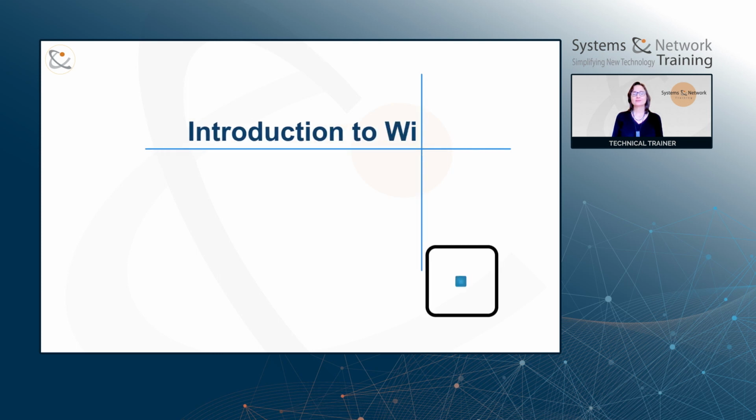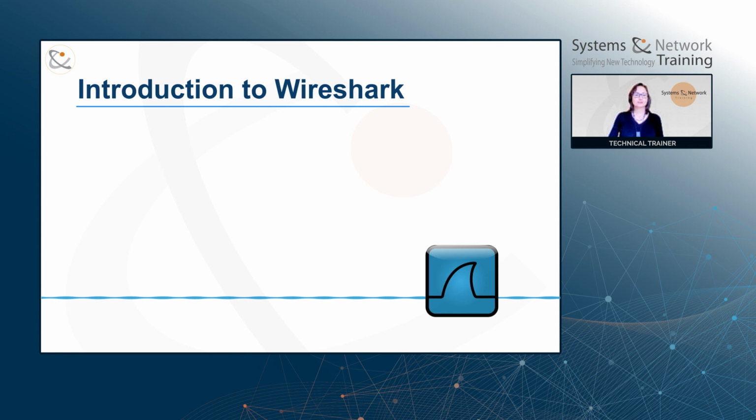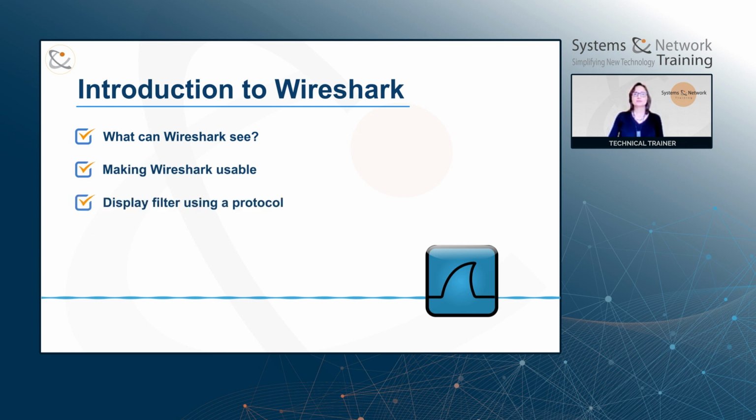In today's video, we're going to have an introduction to Wireshark. So let's have a look at what we're going to cover. First of all, we'll have a look at what Wireshark can see on your network, then making Wireshark a bit more usable, some of the setup, display filters using a protocol, and display filters using a text string. And finally, we'll have a look at the expert button.